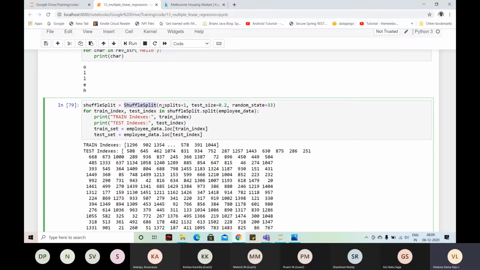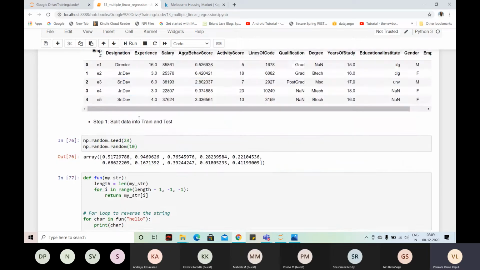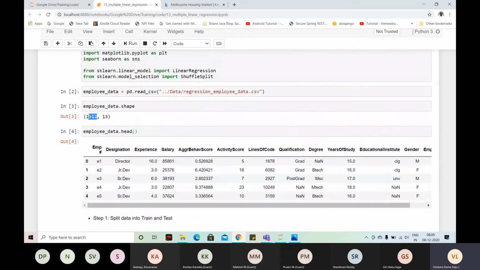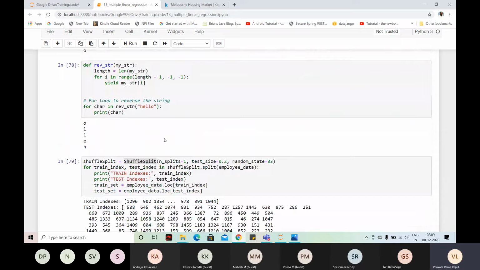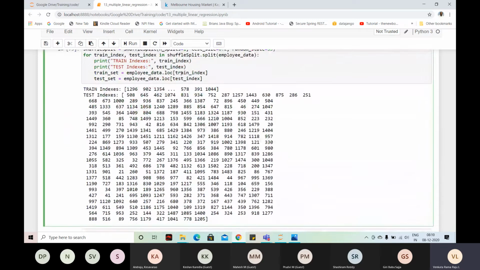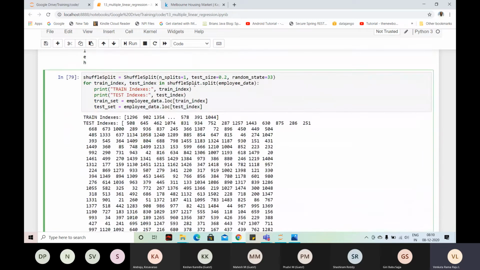So what the shuffle split will do is, it will take these 1512 records and shuffle them a lot, and then try to take 20% as test. So in the shuffle split, n split is equal to 1, test size is equal to 0.2, random state is equal to 33. I'll explain what this random state is in a moment. First understand how the split is happening.